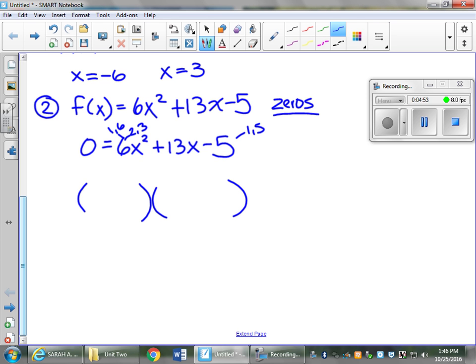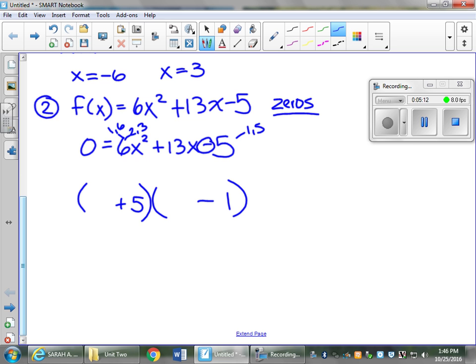C has fewer options, so I'm going to go ahead and put the 5 and the 1 in first. And then we're going to play around with whether it's 1 and 6, 6 and 1, 2 and 3, or 3 and 2. The signs have to be different because the C is negative. And our goal when we check the inner and outer is to get a 13x.